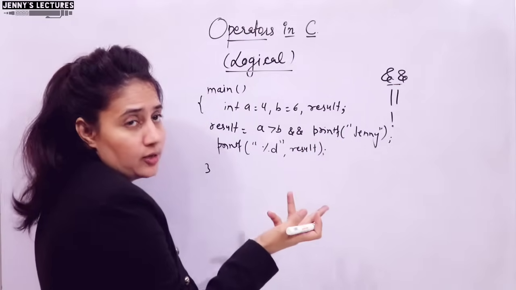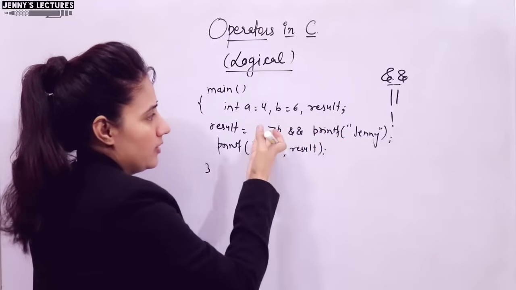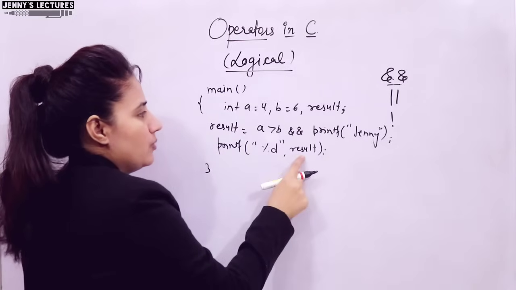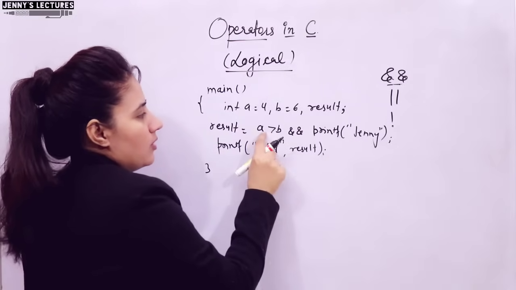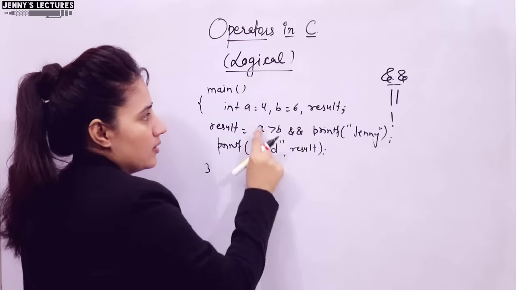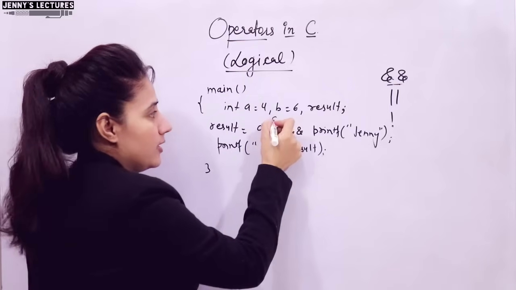It's okay, you can also write it. It is not like that you can only write an expression, a variable or a constant here. This also you can write. Now what should be the result? See, first of all, the condition A greater than B would be checked. Is A greater than B? 4 greater than 6? No, it is 0.